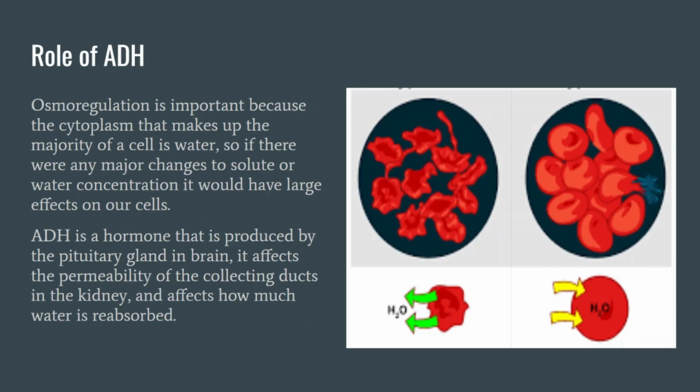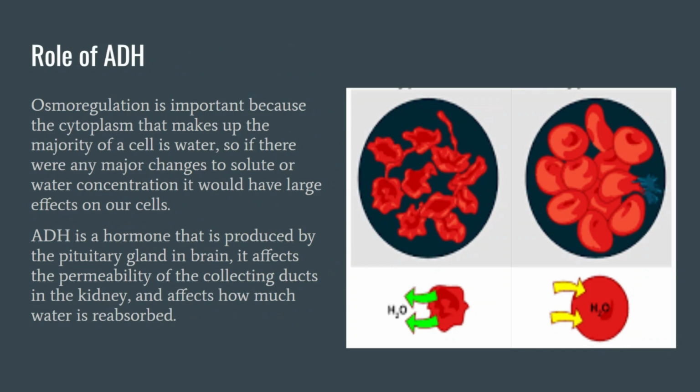Osmoregulation is important because the cytoplasm that makes up the majority of a cell is water. So if there are any major changes to solute or water concentration, it would have large effects on our cells. If the outside of a cell has a higher water potential than the inside, then it makes the cell swell up with water and become turgid. And if the inside of a cell has a higher water potential than the outside, then the cell would lose lots of water and become plasmolyzed.